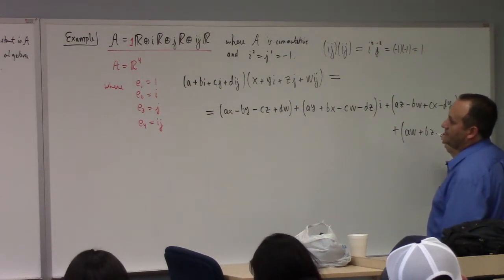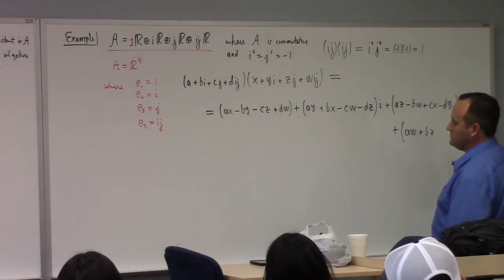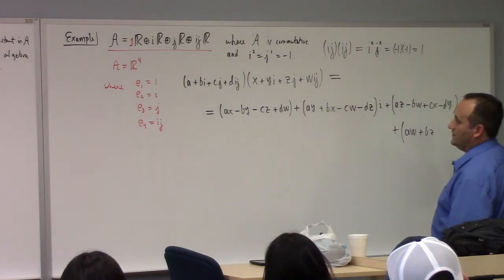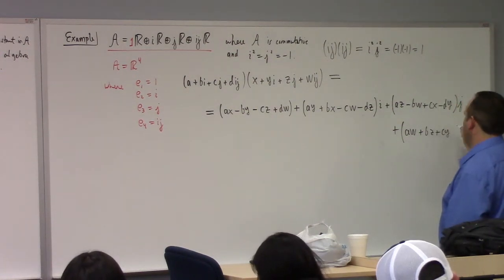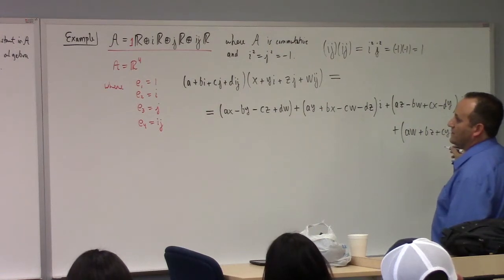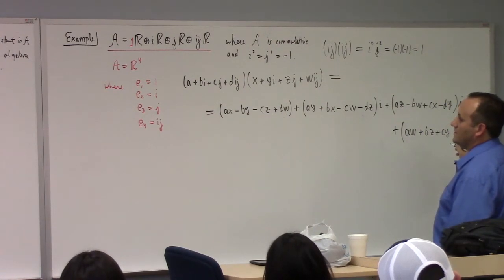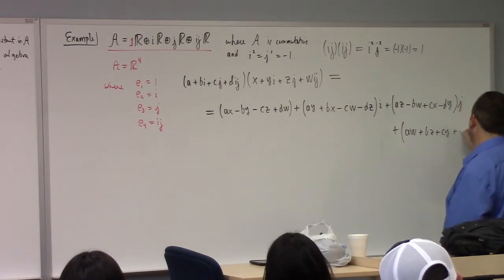And let's see here. C what? Oh, CY, yeah. We were assuming commuting. And then D what? Oh, DX plus DX.